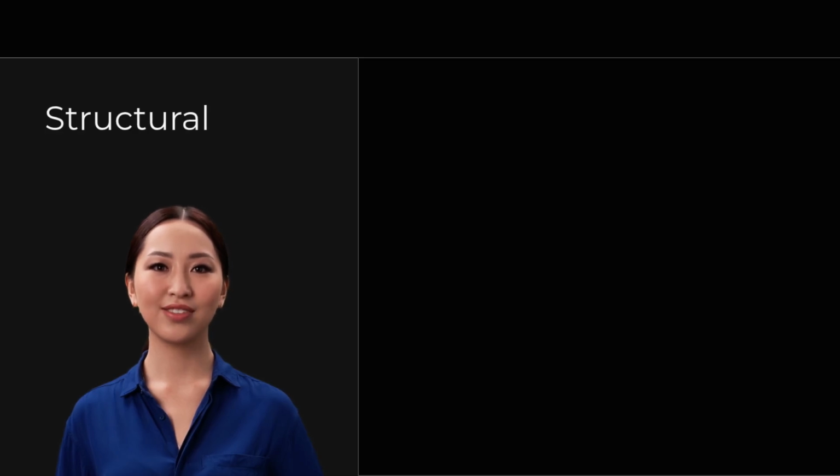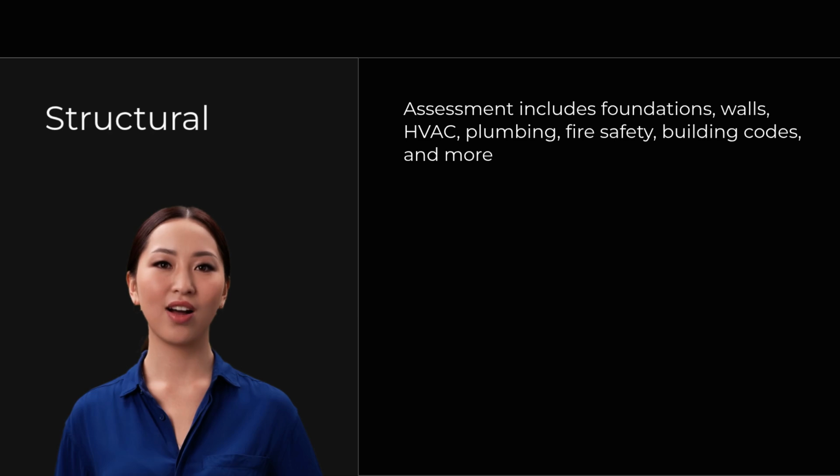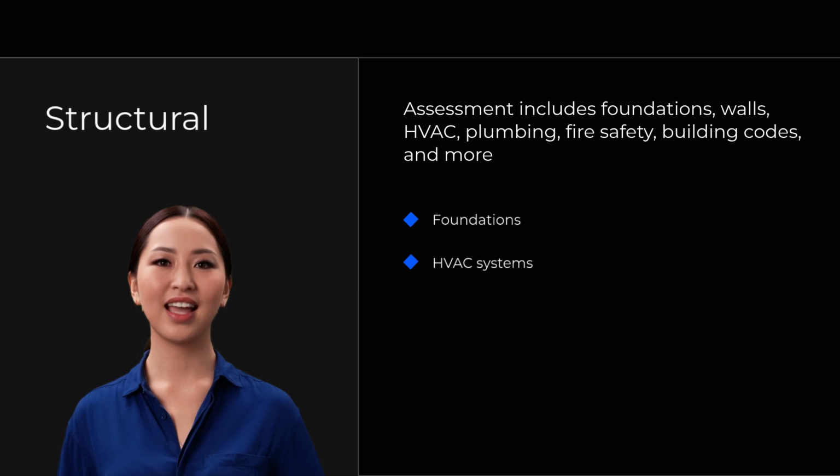The assessment covers structural elements like foundations and walls. Mechanical systems such as HVAC and plumbing are evaluated. Life safety and compliance include fire protection and building codes. Maintenance needs, potential hazards, and life cycle replacements are identified. Exterior components, interior finishes, and operational functionality are also assessed.